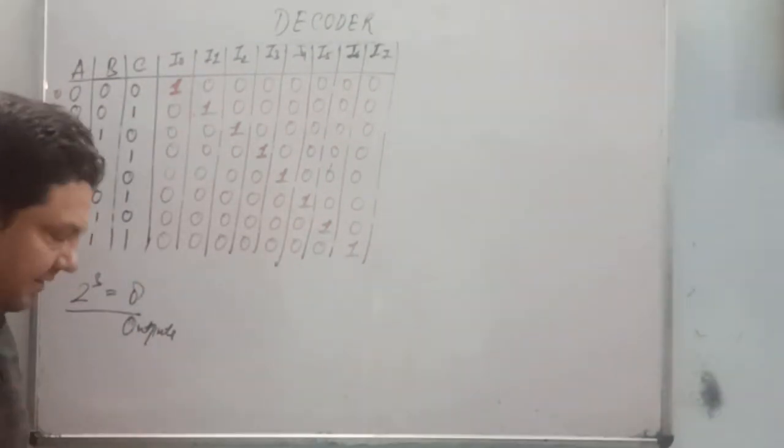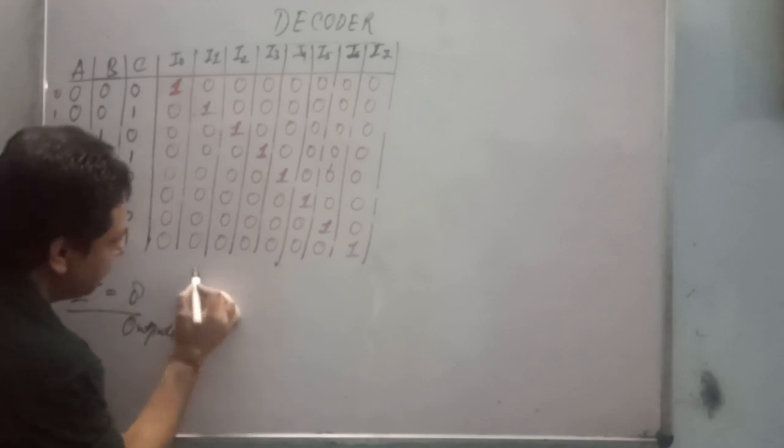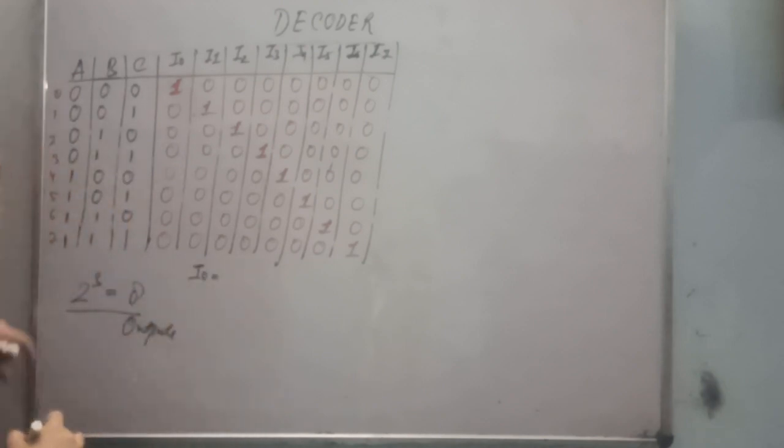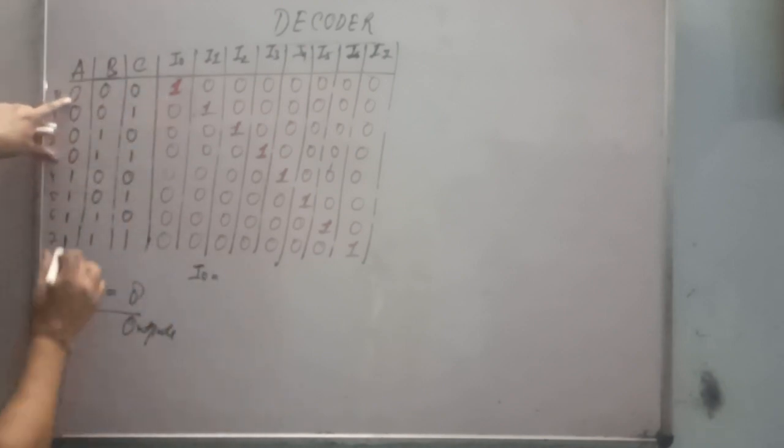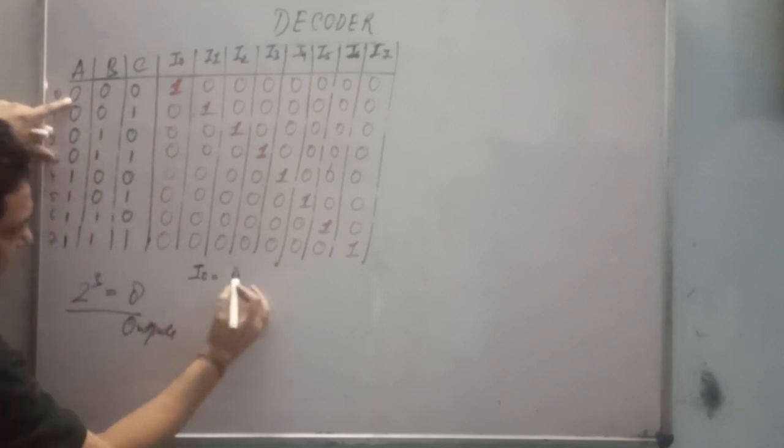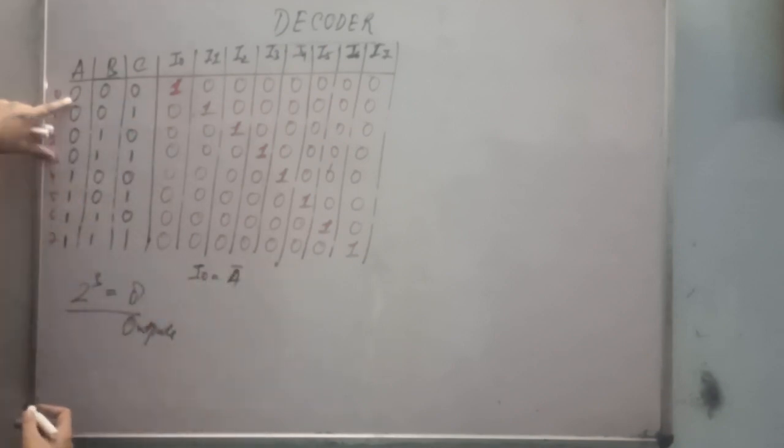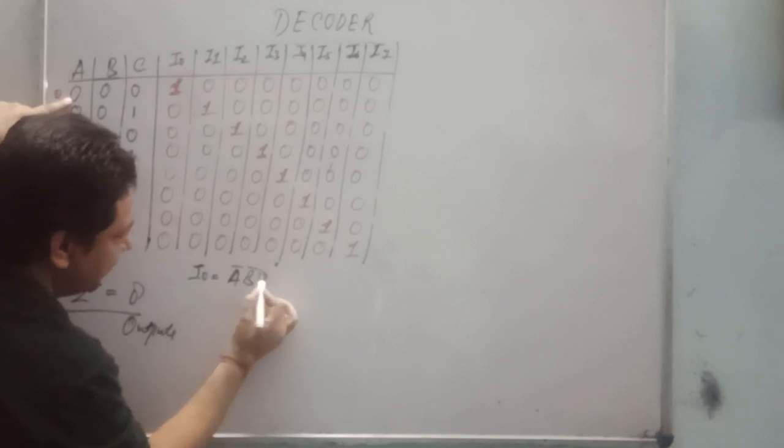Okay. Now after that we have to write down the minterm. Okay. So for I0 के लिए minterm क्या होगा? All the ABC are 0 we can say. So I can write down a little bit fast. A complement, B complement, C complement.